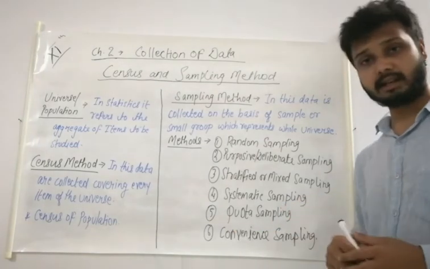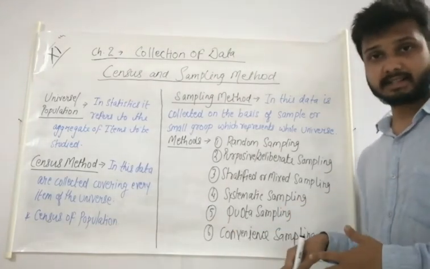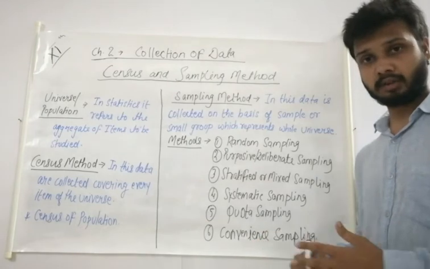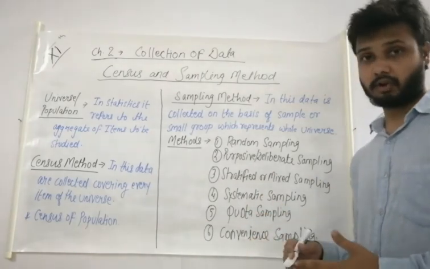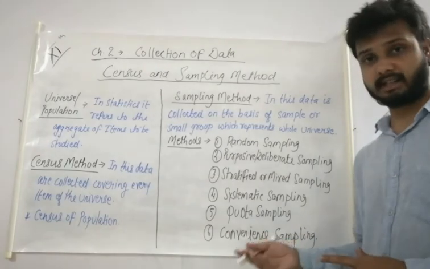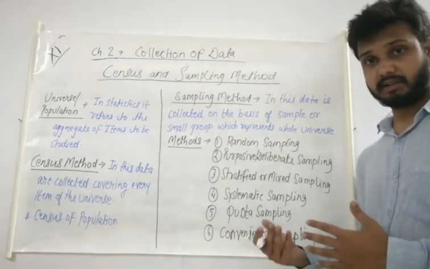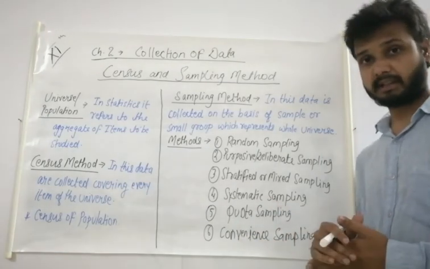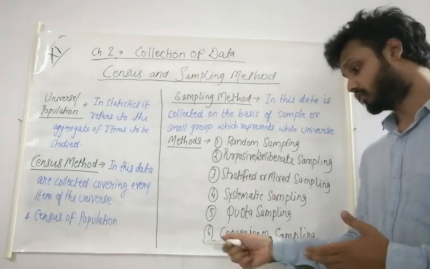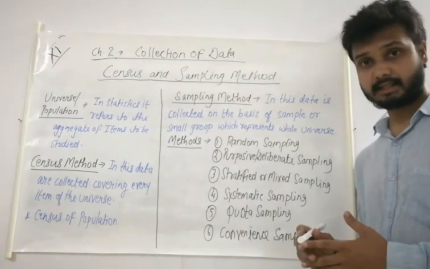And the last one is convenience sampling. In convenience sampling, it just depends upon the investigator which method he follows. It is up to his convenience. Whichever way he feels convenient or easy, he may follow that method to collect the sample. This is known as convenience sampling.